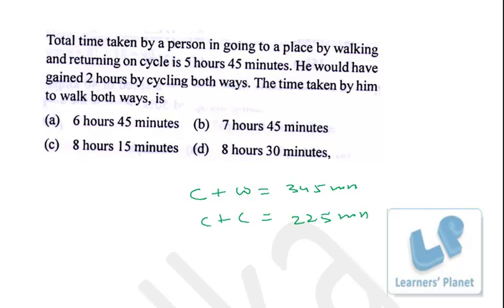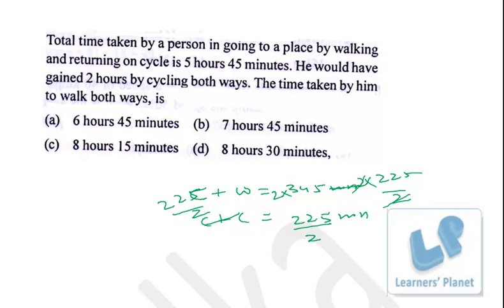Now what? Cycling plus cycling is 225 minutes. That means one-way cycling will be 225 by 2. So I put one-way cycling over here, 225 by 2. So I'll be getting one-way walking. So one-way walking is 345 minus 225 by 2. So two-way walking will be double of that.